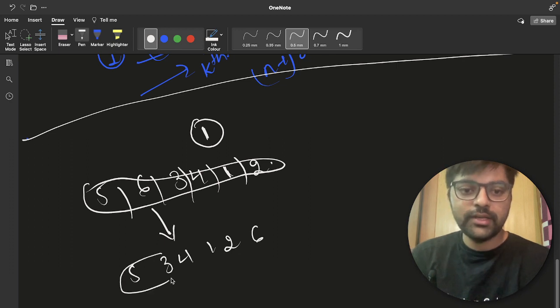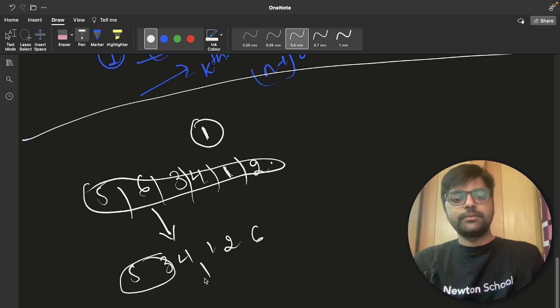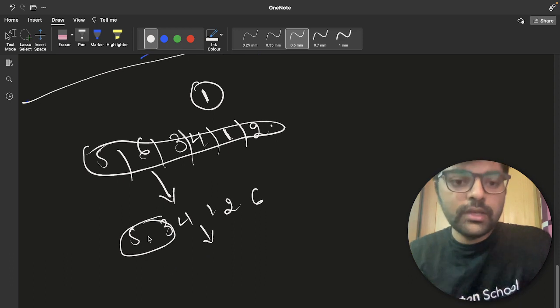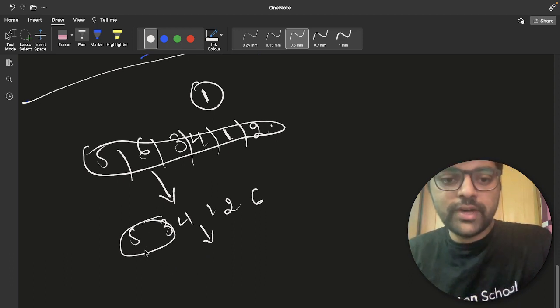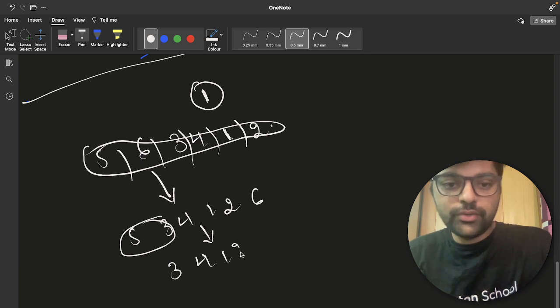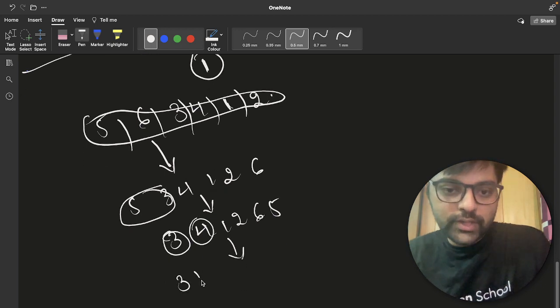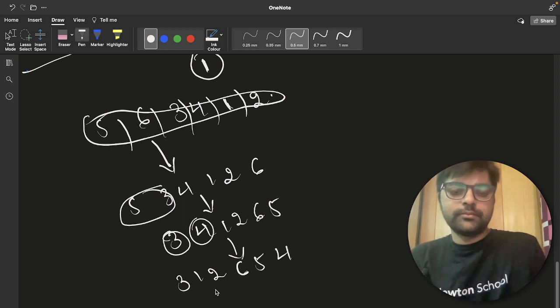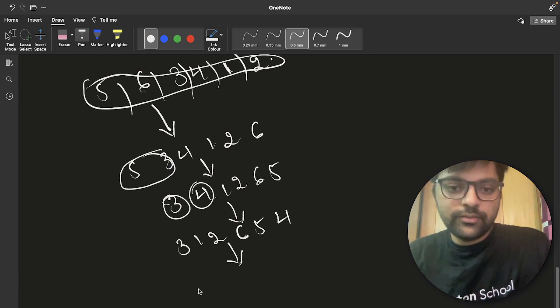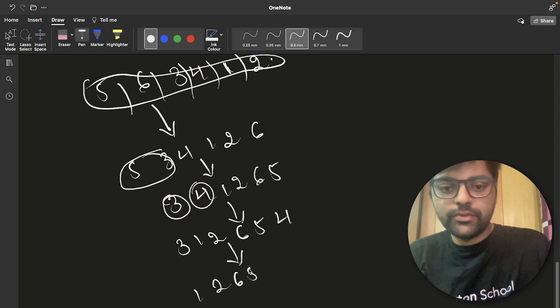Then again 5 and 3, these two will fight. So who is the winner? 5 is the winner. 3 will remain at its position. 3 4 1 2 6 5. Then again 3 and 4 will fight. Then 3 1 2 6 5 4. And finally 1 2 6 5 4 3.